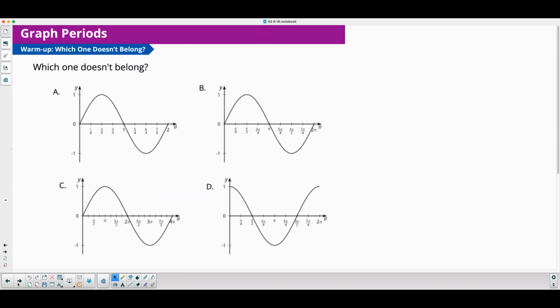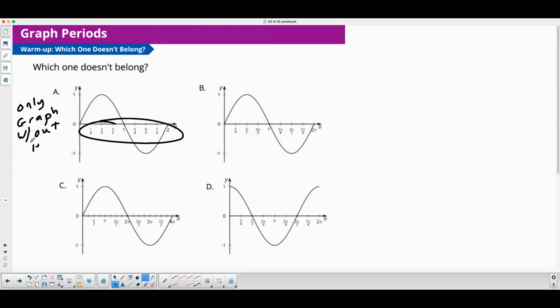Let's see here. This first one here, I would maybe say this is the only one. If you look at the x-axis, it's the only one without pi on the x-axis. I would say maybe B is the only function without any transformations.